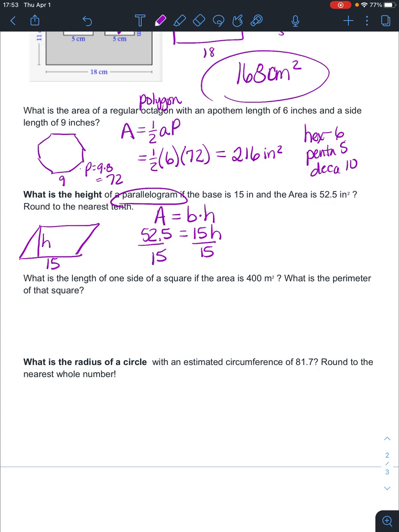So we divide by 15, divide by 15. We get 52.5 divided by 15 is 3.5. So the height is 3.5, and that would be inches.